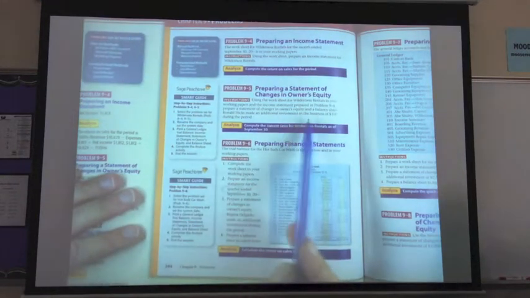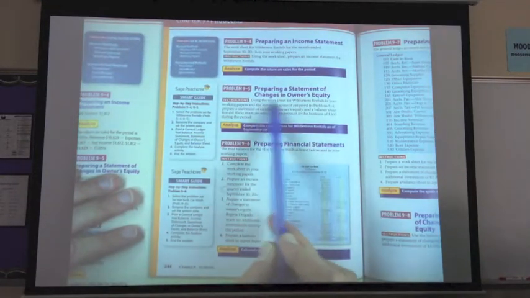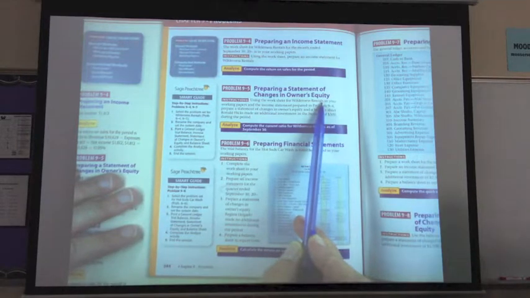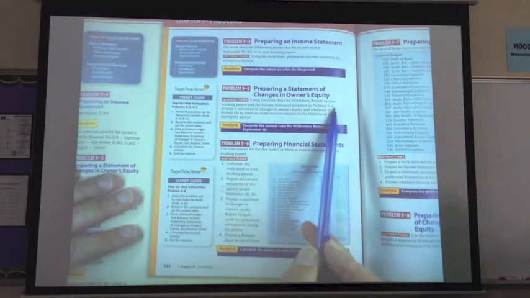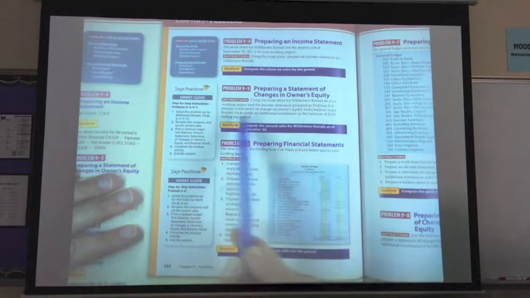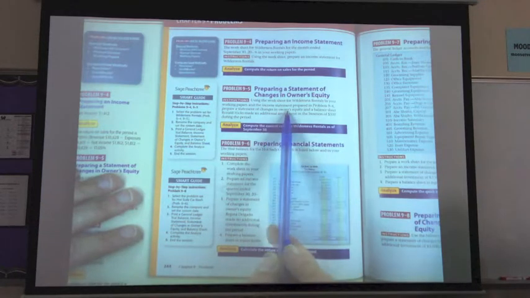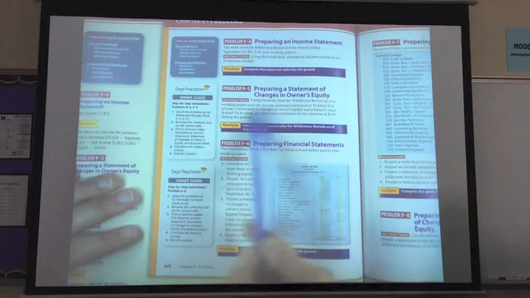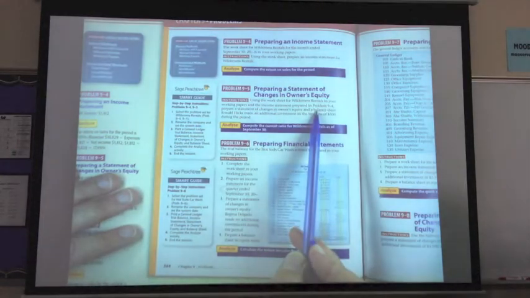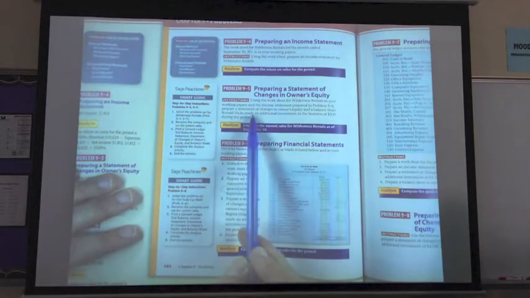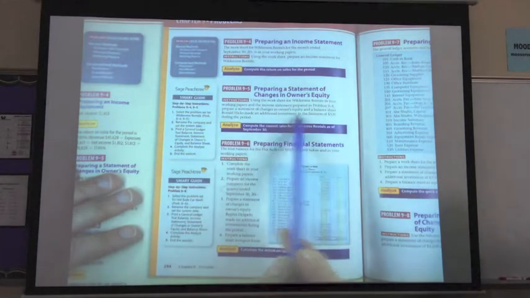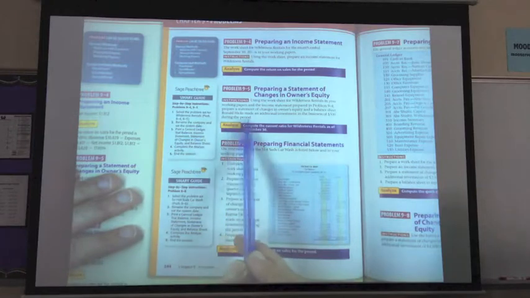There's something significant that we need to make note of. It says, using the worksheet for Wilderness Rentals, that's the one that we used for the income statement, in your working papers, and the income statement prepared in 9.4, which is the one that we prepared earlier, prepare a statement of changes in owner's equity and a balance sheet. Well, we're going to focus our attention on the statement of changes in owner's equity, and in our next video, we'll worry about the balance sheet. Make note of this. Ronald Hicks made an additional investment in the business of $500 during the period.